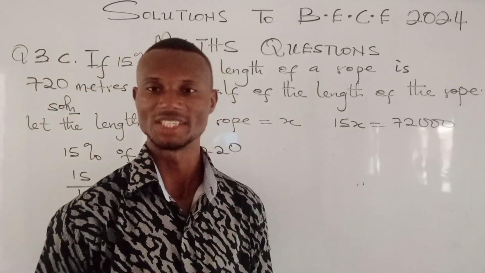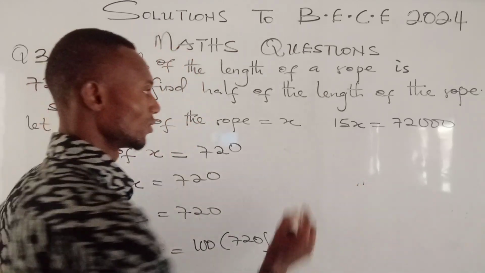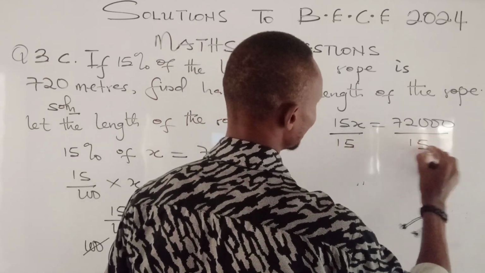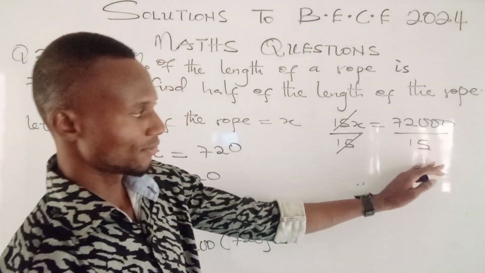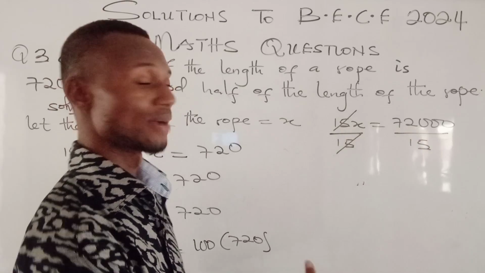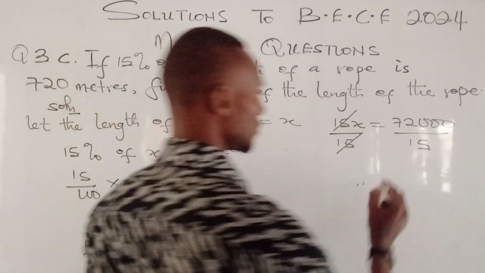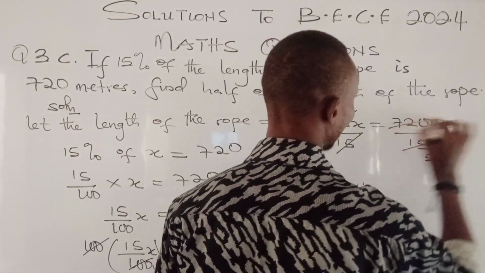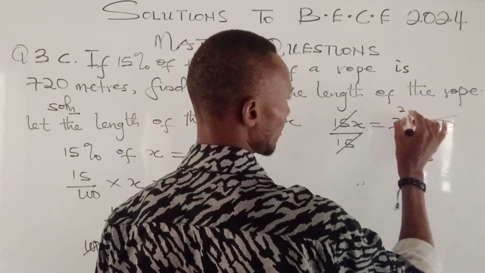We divide through the equation by the coefficient of s, which is the 15. So I'll divide here by 15 and here also by 15, so that this 15 and this 15 will cancel away. Now the 15 and the 72,000 can be simplified. We can use 3 or 5, anyone that you want. So using 3, 3 goes into 15 5 times, and 3 goes into the 72,000, it goes in 2.